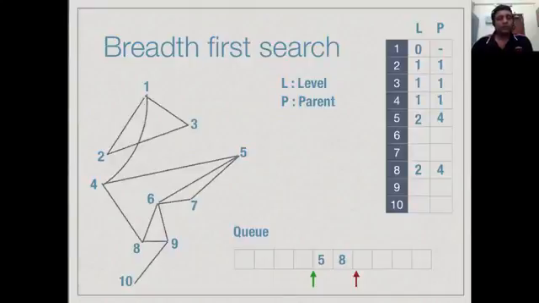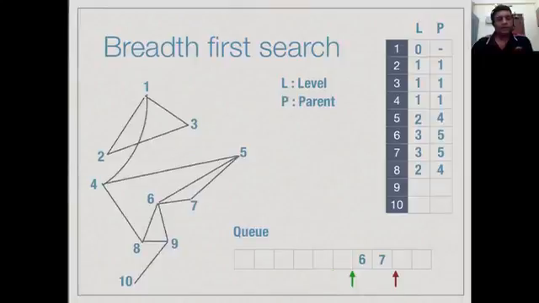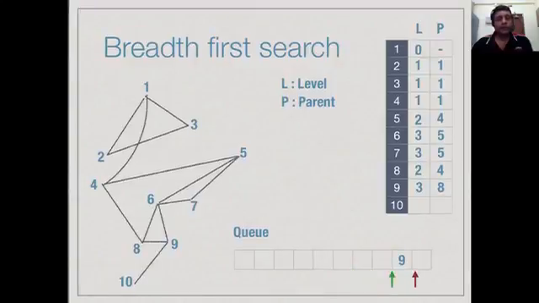Then from 5, I will get 6 and 7. These are now at level 3 because 5 was itself at level 2 and therefore 6 and 7 are at level 3 and their parents are 5. From 8, I will go to 9. So 9 is also at level 3 because 8 was already at level 2. So 9 is at level 3 and its parent is 8. And finally, we will find that 10 is at level 4 and its parent is 9.